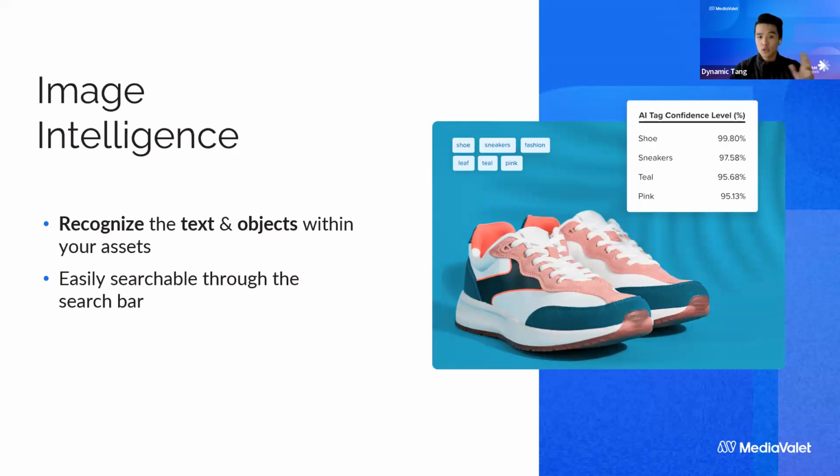That way, if you search up shoes in your MediaValet search bar, then this image will pop up and you don't need to tag it yourself. The AI does it for you. This is great for organizations who upload thousands of images and need to be able to find a specific one, especially if you're looking for an image featuring a prominent object, or if you're looking for an object that's subtly in an image but still there, you'll be able to find it easily.